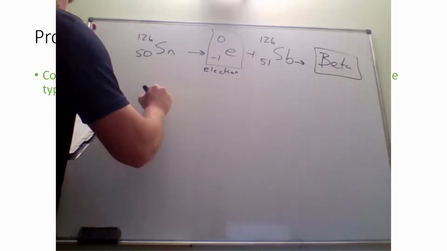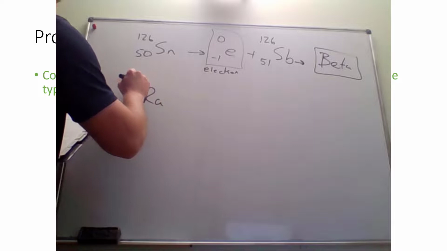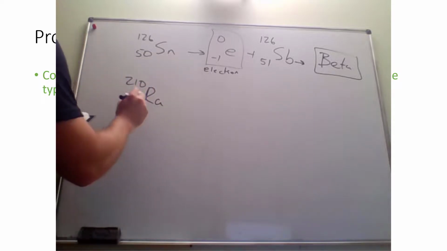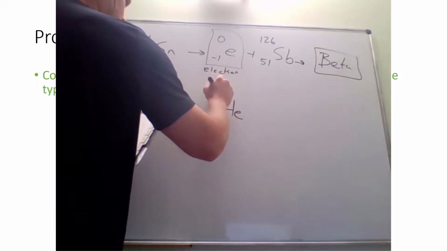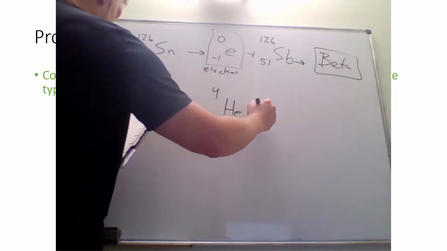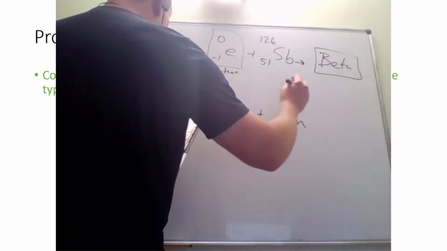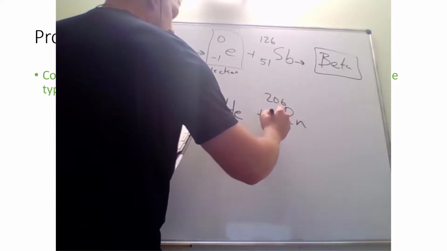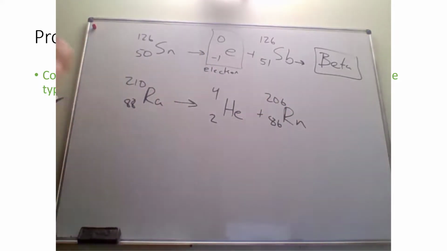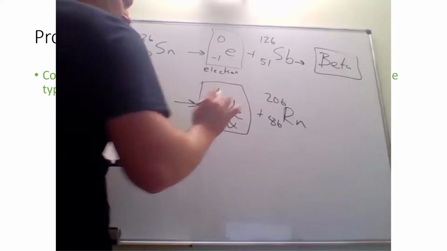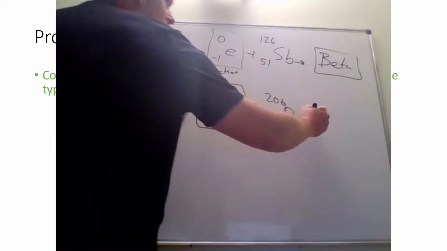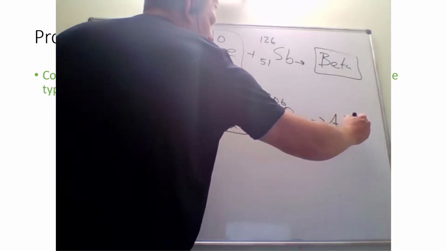That tells us that this is beta radiation. The next one, we have radium, 210, 88, giving a He-4-2 plus radon 206, 86. Okay, so we identify that we have this particle here, which is a helium nucleus, also known as an alpha particle, so that can also be written with an alpha sign there. And so that tells us very clearly that that is alpha radiation.